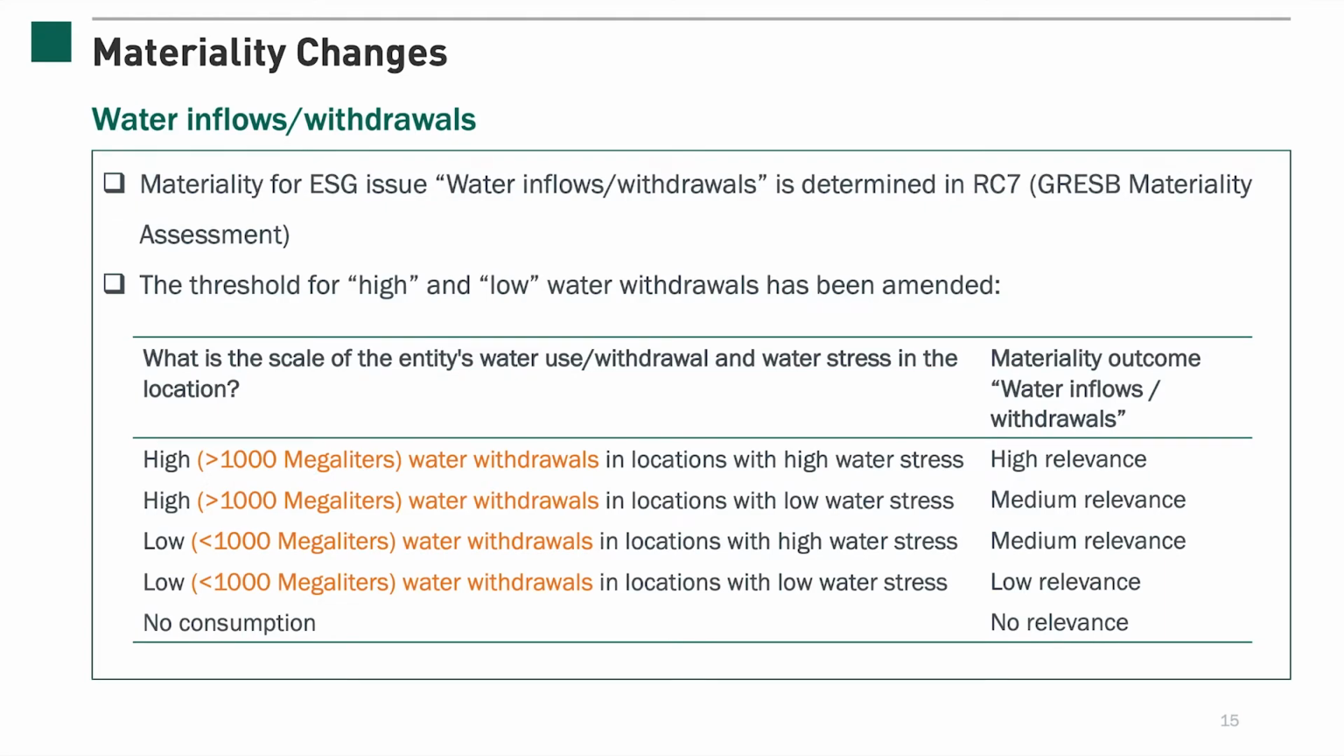The materiality for the ESG issue, water inflows withdrawals, is also determined by a question in RC7, GRESB Materiality Assessment. Following participant feedback and analysis of 2020 data, the thresholds for high and low water withdrawals have been amended. High water withdrawals are water withdrawals of over 1,000 megaliters per year. Low water withdrawals are water withdrawals of less than 1,000 megaliters. The materiality outcomes for the answer options remain the same.